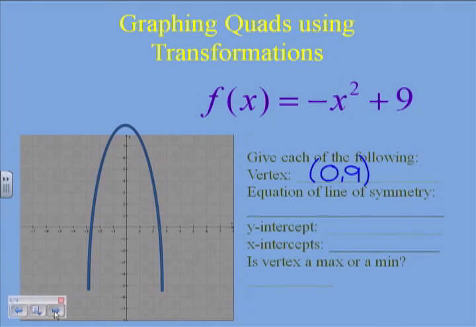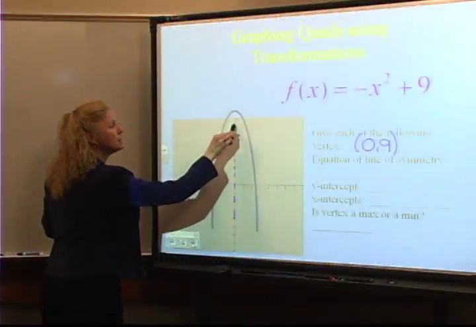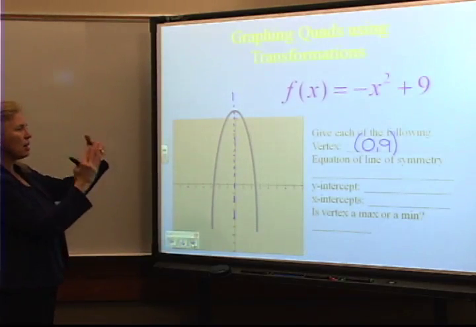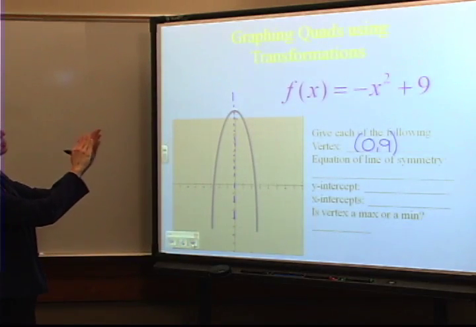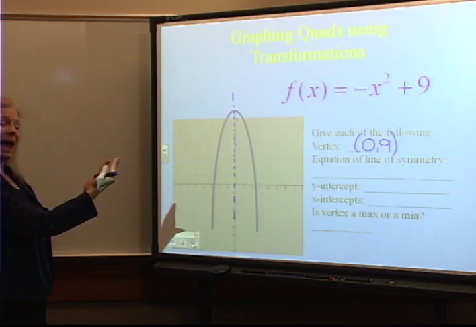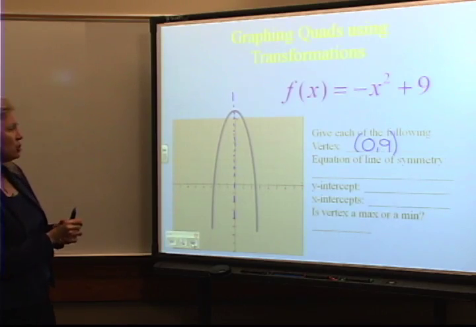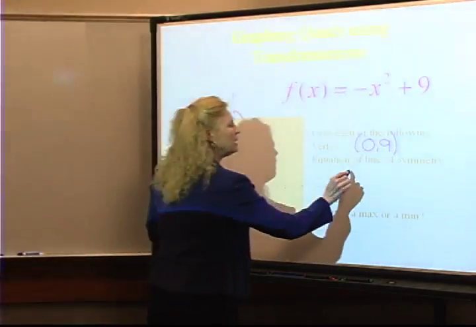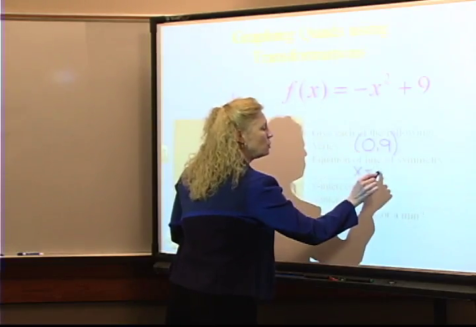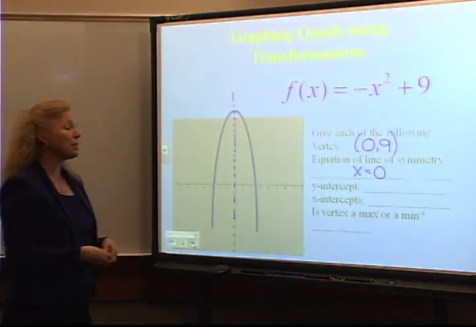The equation for the line of symmetry: the line of symmetry is always going to be that line that cuts right through that vertex and cuts your parabola into 2 halves that are mirror images of each other. And that will be x equals 0, because it has to go right through that vertex.